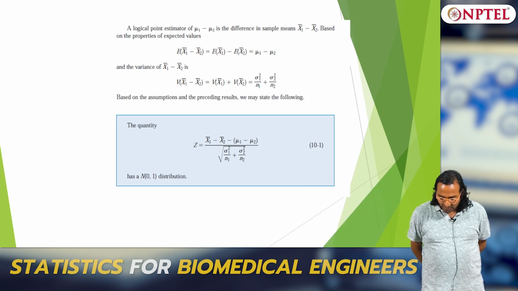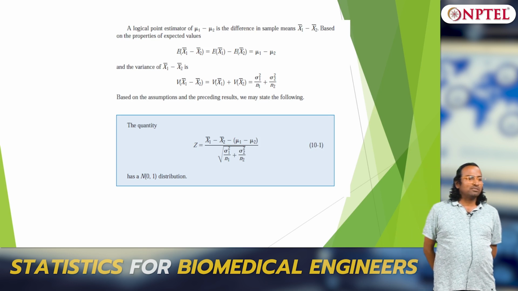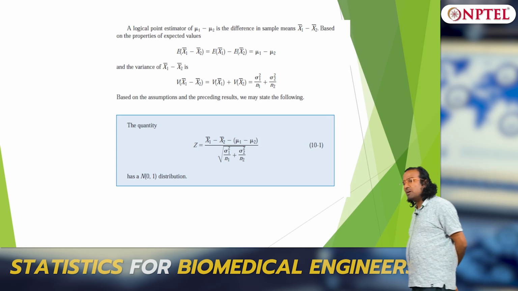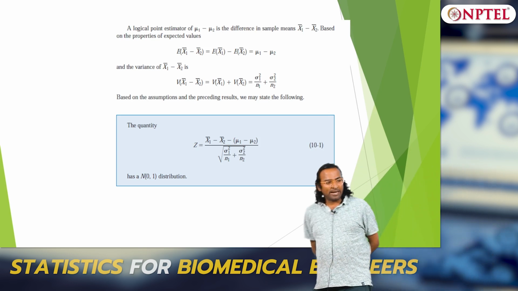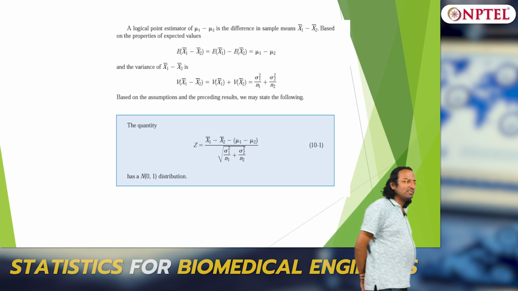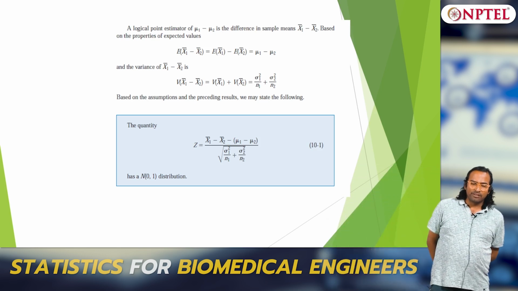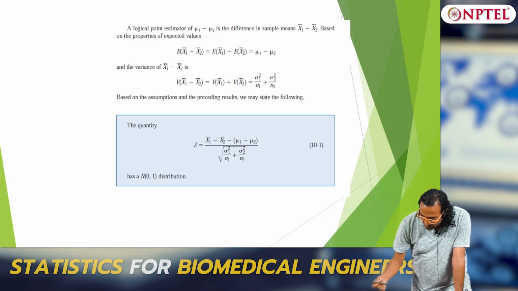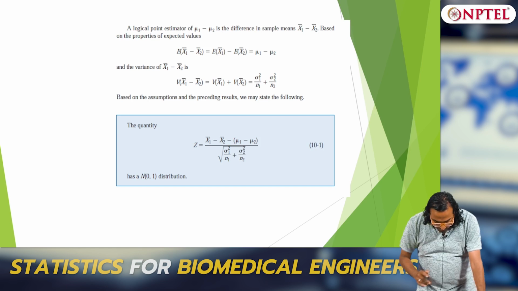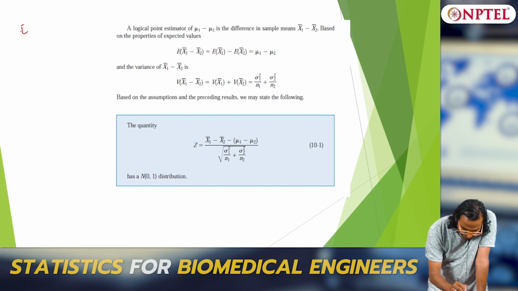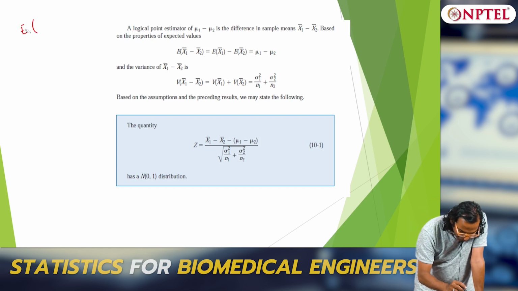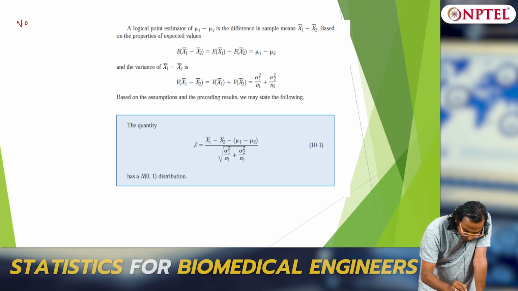So what is the variance of x1 bar minus x2 bar? It is the variance of x plus the variance of y minus 2 times the covariance, which we will cover later. If you notice, we have derived it in the class, the variance of x plus y.